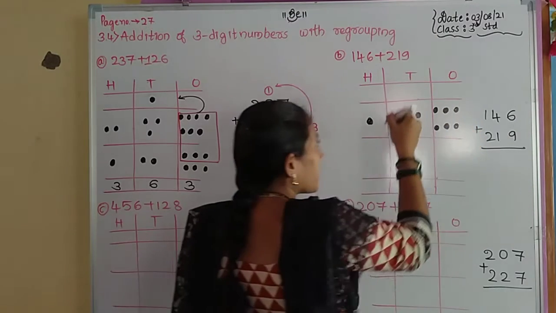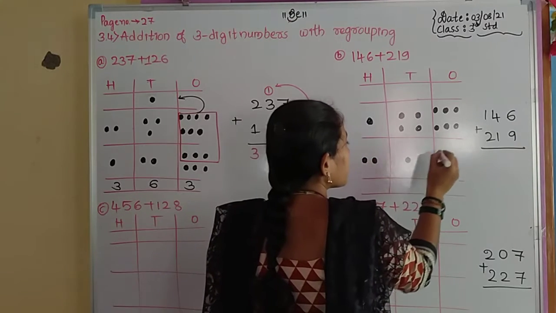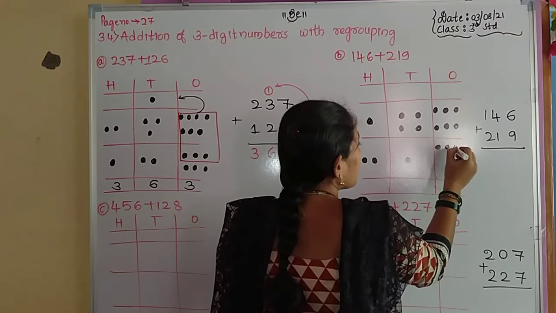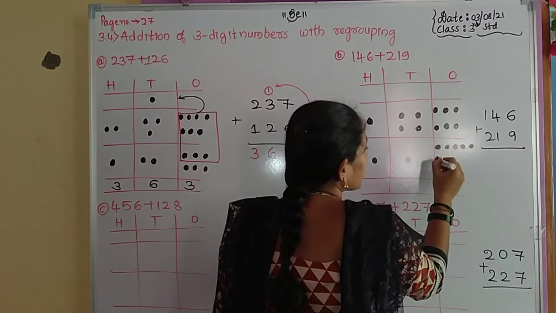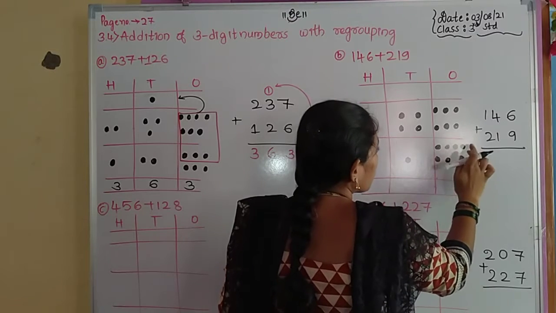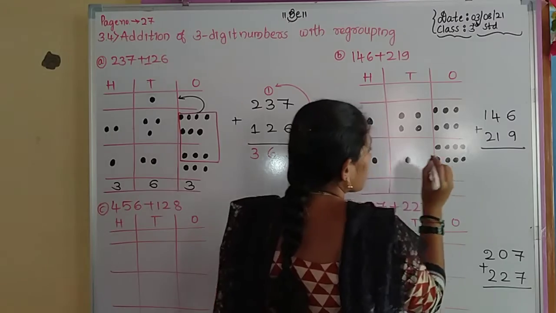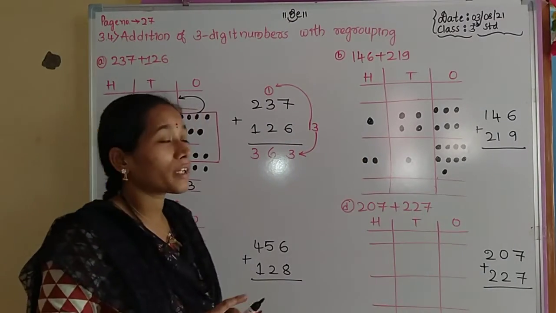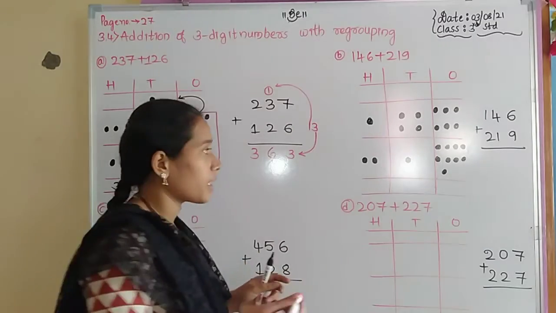Then the second addend, 219. 2 in the 100 position, 1 in the tens position, and 9 is in the what? Ones position. 5, 6, 7, 8, 9. Okay. So then we have to regroup the ones digits, the ones placement number here, with 10 dots.